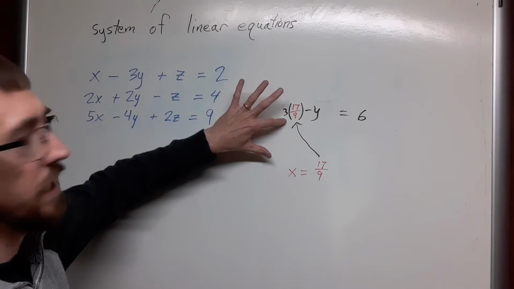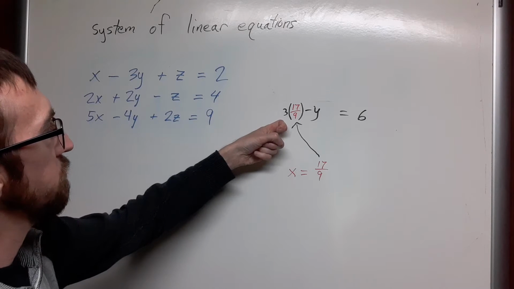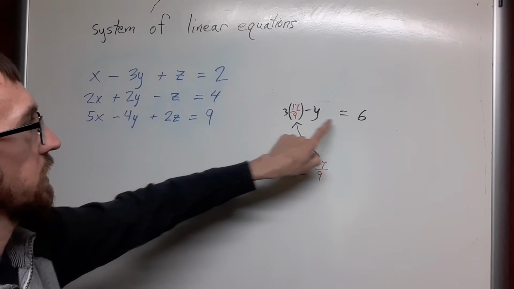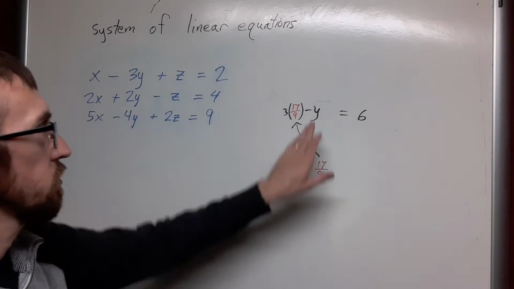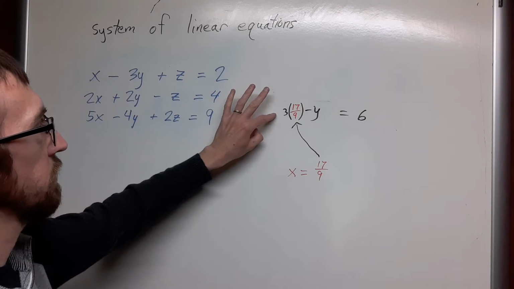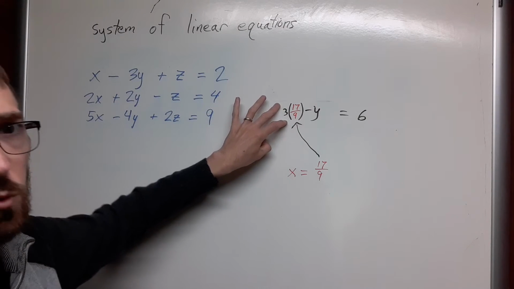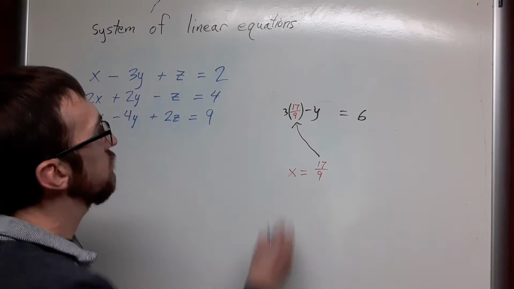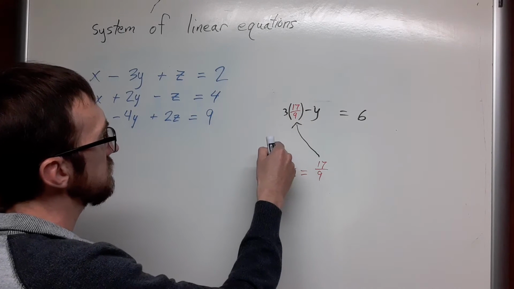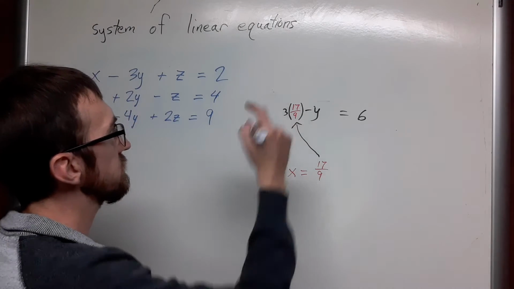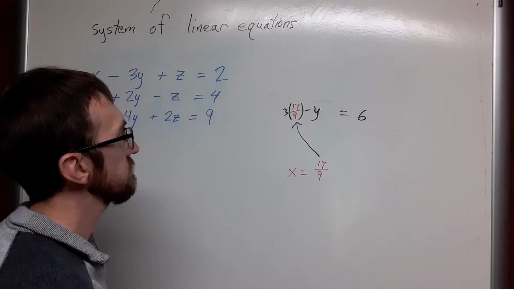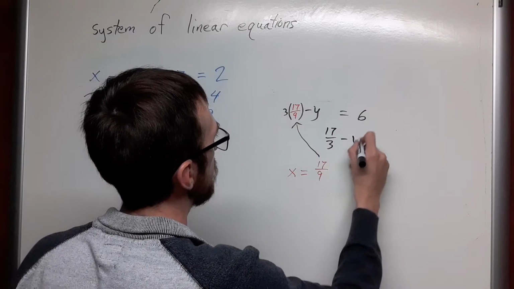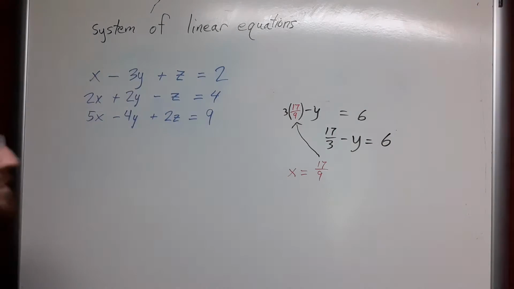All right, to help us out, I added a set of parentheses here. We're going to multiply 3 times the 17/9 that we substituted in for x, subtract y, and that equals 6. So we want to solve for y. So the first thing that we could do is multiply here. Order of operations tells us we should multiply before we add and subtract. And so 3 times 17/9 is going to give us 17/3. So we're going to get 17/3 minus y equals 6.